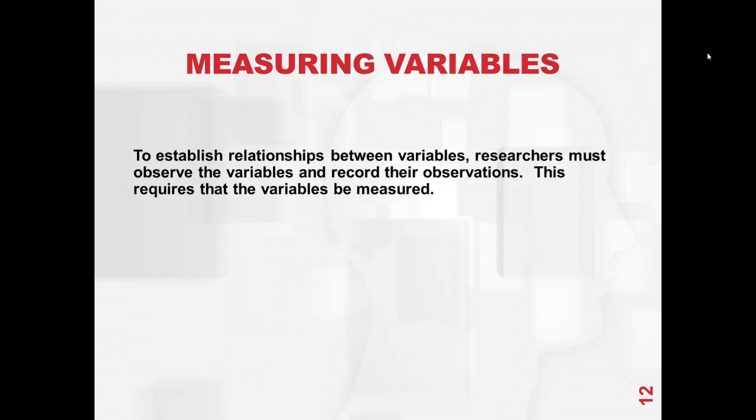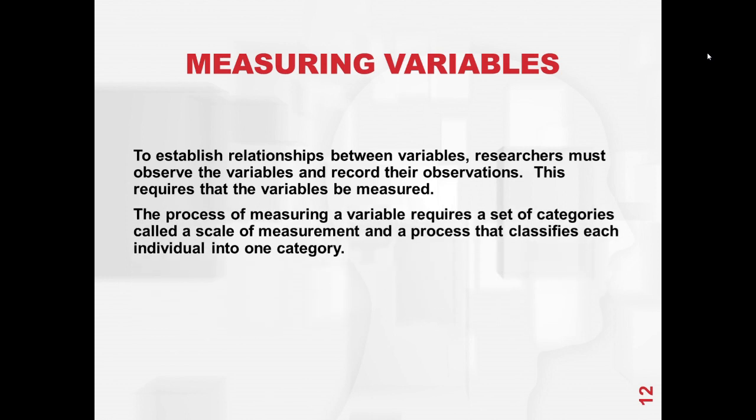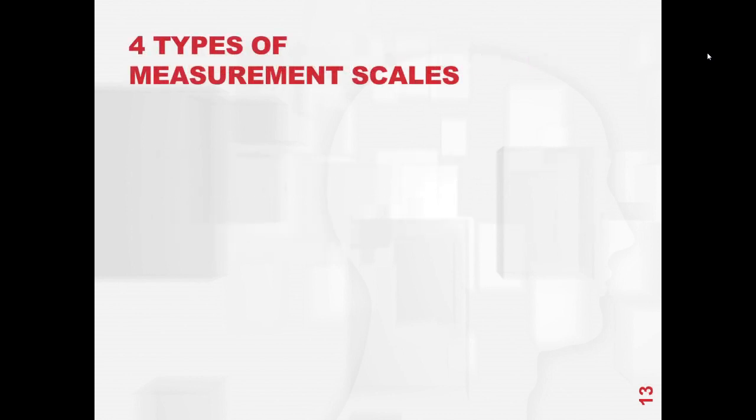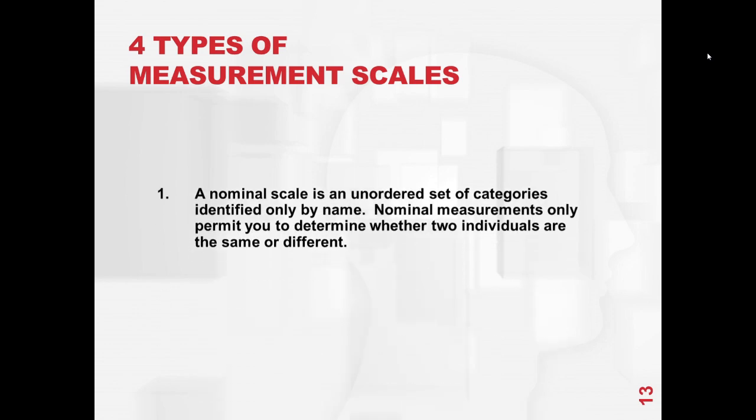So we're going to measure the variables. To establish a relationship between variables, a researcher must observe the variables and record their observations. This requires that the variables be measured. The process of measuring a variable requires a set of categories called a scale of measurement, and a process that classifies each individual into one category. So, these are the 4 types of measurement scales.